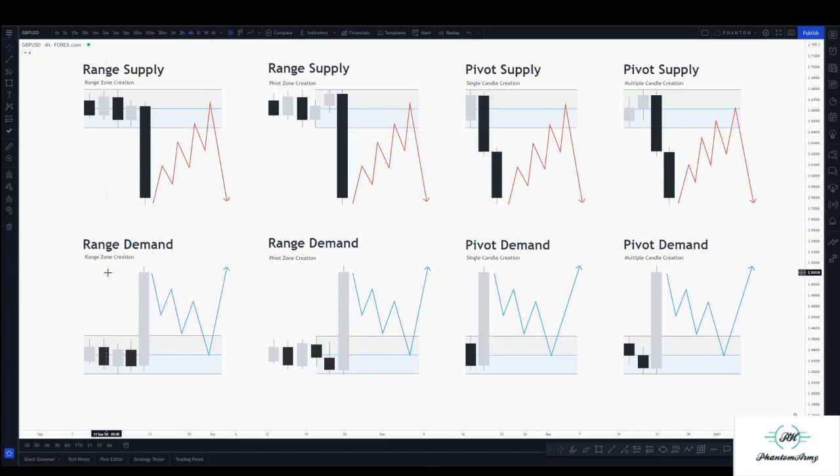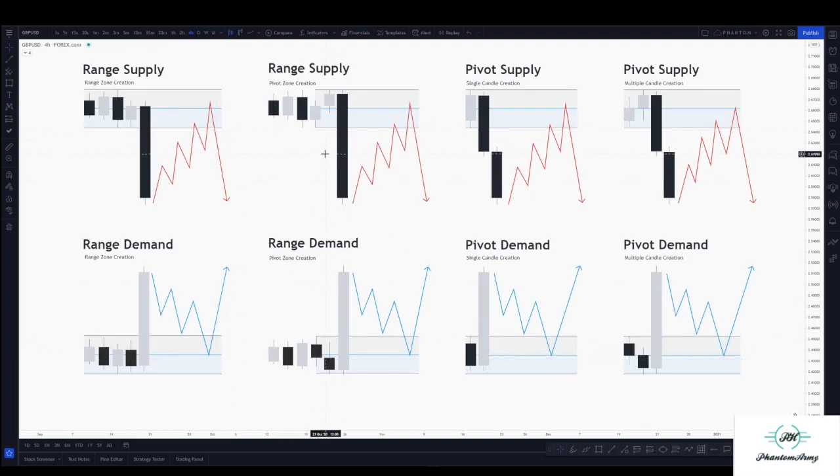And on the flip side, for the range created demand zone, we have this sideways price action. We see that rapid expansion away from this range, and we're waiting for price to return back into the demand zone to look for buy entries.